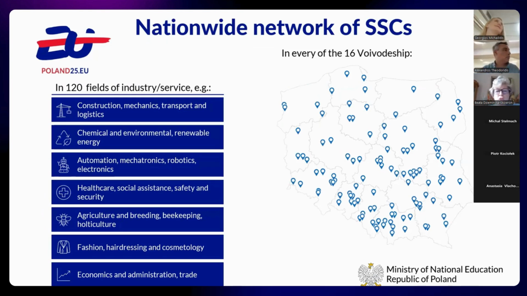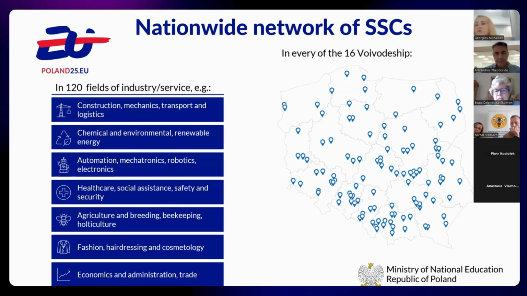We are building a national network of sectoral skill centers. We are aiming at creating 120 of them, and each one of them will be devoted to a different area. As you can see in the slide, the sectors range from heavy industry, construction, mechanics, transport, through some environmental, like chemical, renewable energy, also advanced technologies. We have got sectoral skill centers in automation, in mechatronics, robotics, etc.